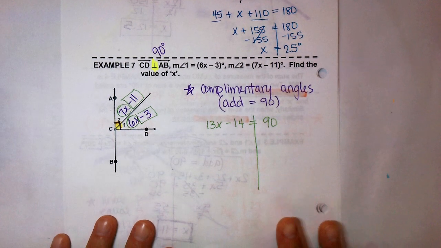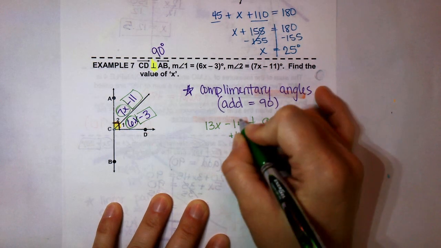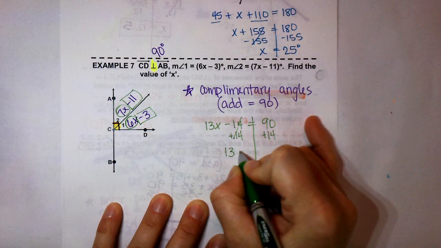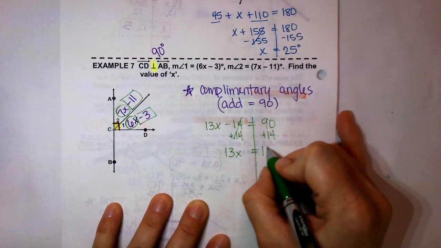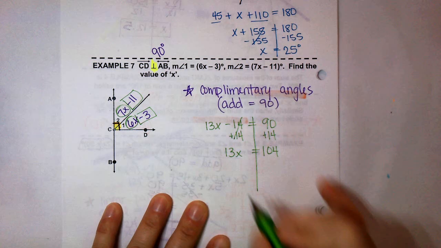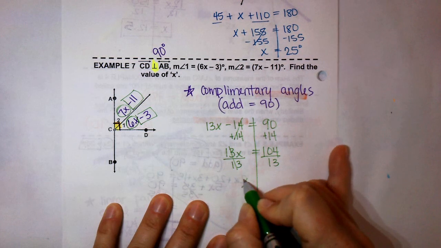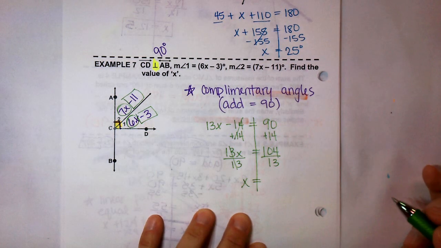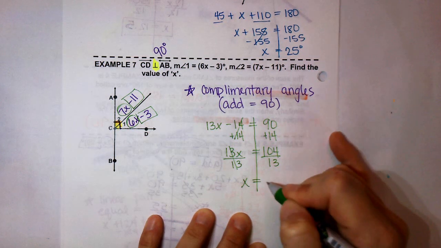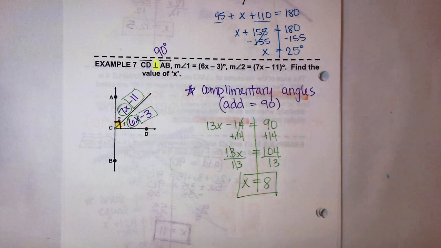All right, let's find x and be done. So plus 14. 104. And then divide by 13. And I think we did get a whole number. Good. x equals 8.